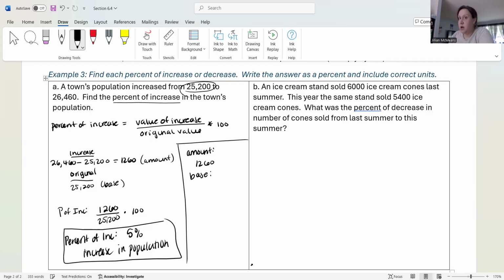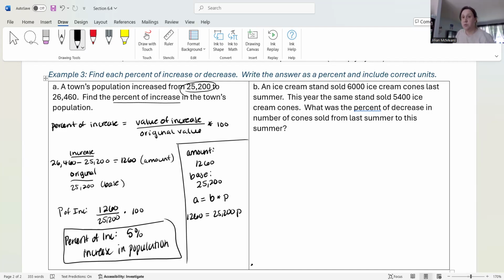The base was the original value. So in this case, since we're talking about population, it would have been the original population before the increase. So it would have been 25,200. And then we could fill in the percent equation, which is the amount equals the base times the percent. So we would have gotten 1,260 equals 25,200 times P.